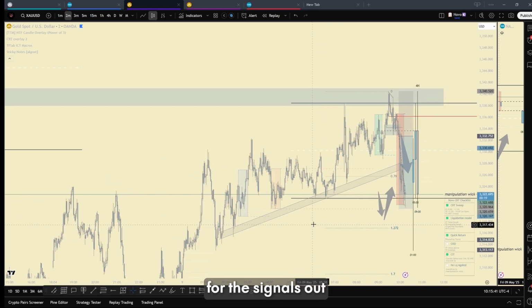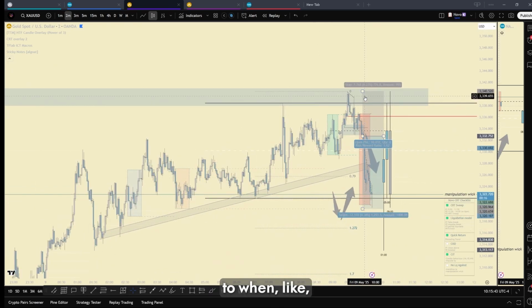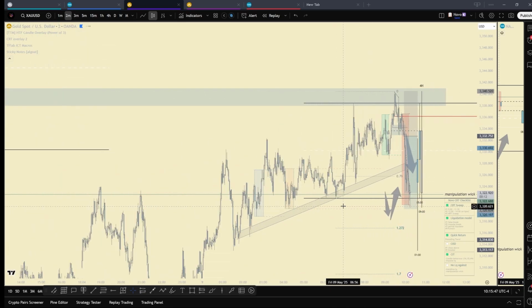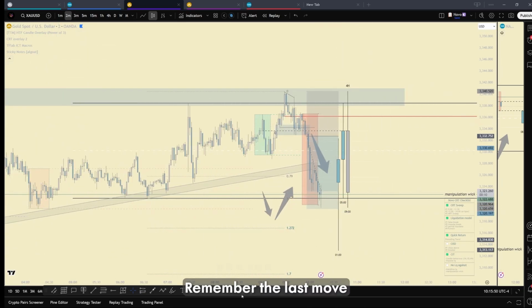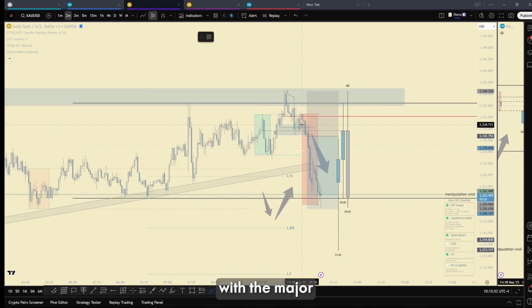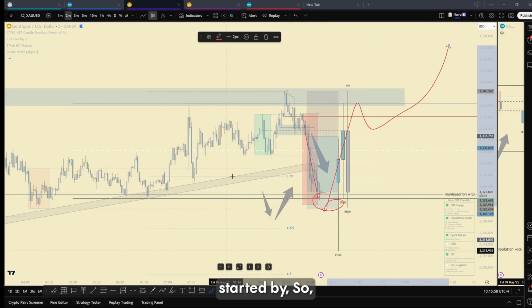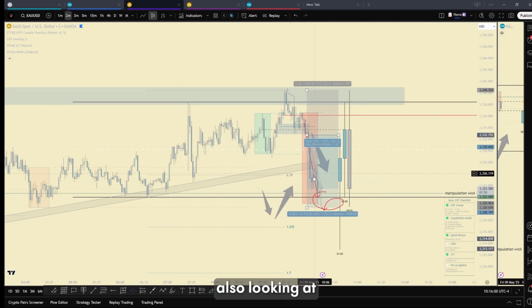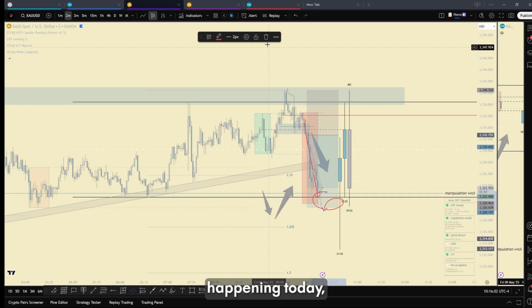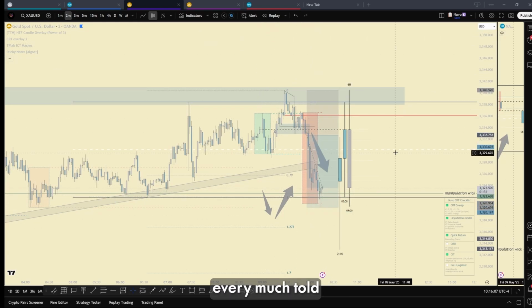I'm also waiting for the sweep on the low side, which is why I just reduced my SL here. Remember the last move that we took, the major move downward in like 20 minutes on gold? Right after, price just started to buy up. So I'm also looking at that potentially happening today. But I'll just close off everything here. Not really much to hold.